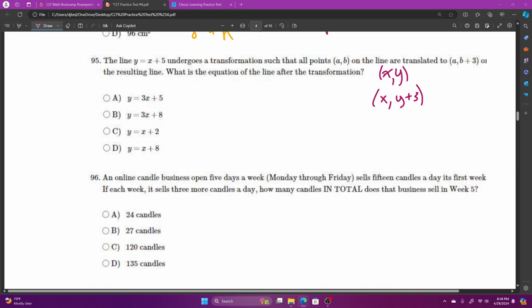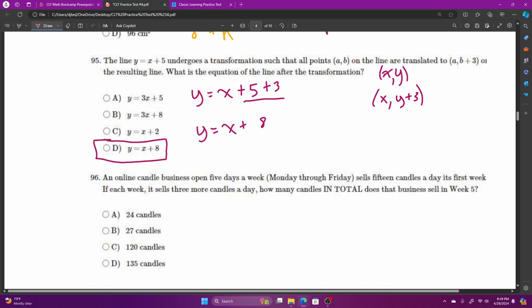So all we're really going to do here is say y equals x plus 5, and then we're going to add 3. So we're always going to make y be 3 units higher. So combine like terms, 5 plus 3 is, and you found your answer on answer choice A, B, C, or D. Don't overthink. It really is just that simple for this question. Done.